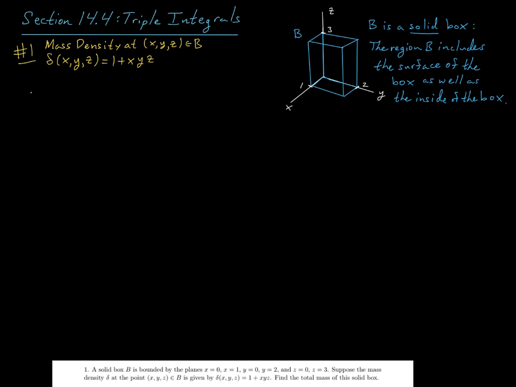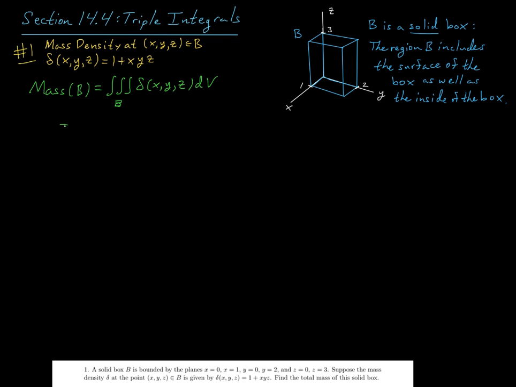So just as we said in the intro video, the mass of our solid box will be equal to the triple integral of our density function over our region B. Because when you take the density and multiply it by a little change in volume, that gives you a mass, the mass in a little differential region within the box. Then this integral says add up all of those masses as you range over the box, and that gives you the total mass.